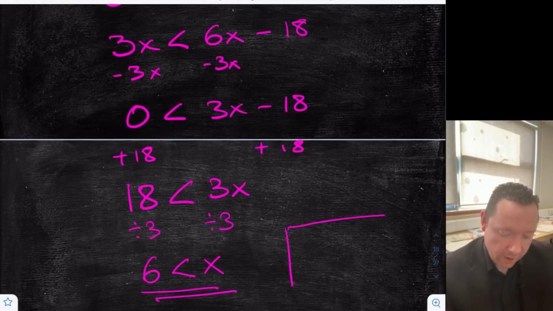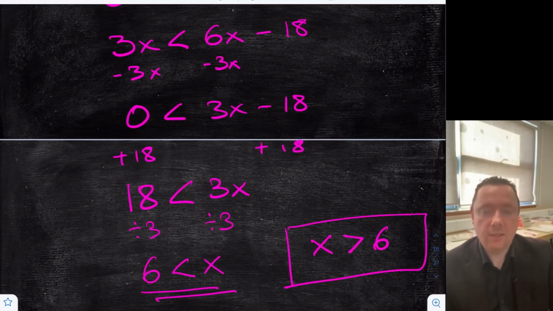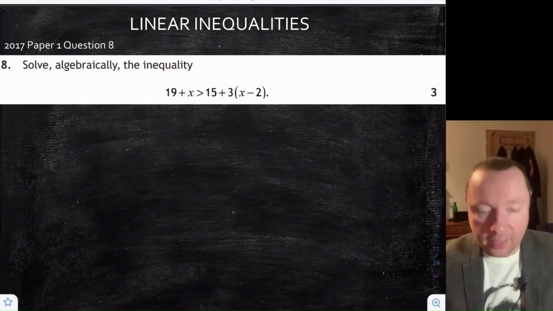Or if you prefer, reading it backwards, you'll have x is greater than 6, because it's going backwards. Now, if you had put your x's on this side, you would have divided by a negative, and this sign would have flipped into that sign. So either option's fine.